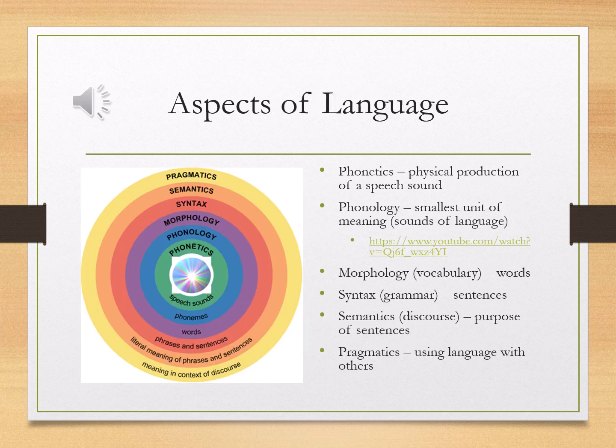There are various aspects of language to consider when studying language development. This slide shows you the 6 aspects of language that are considered to be important. First is phonetics and phonology. Phonetics is just physically producing speech sounds. Phonology is speech sounds that actually have meaning, like the S sound in cats has meaning because it implies plurality of words.